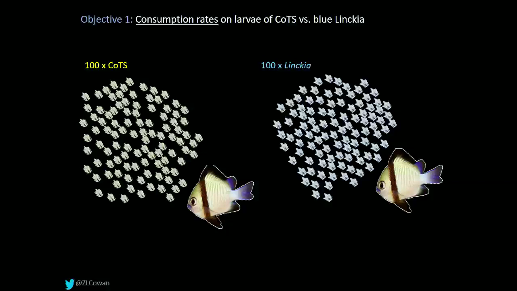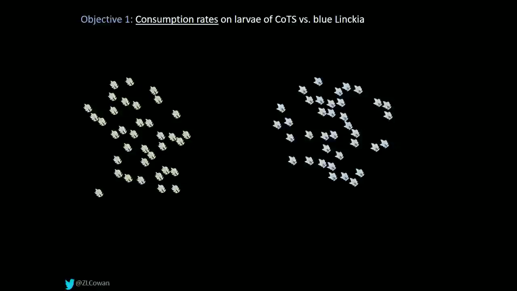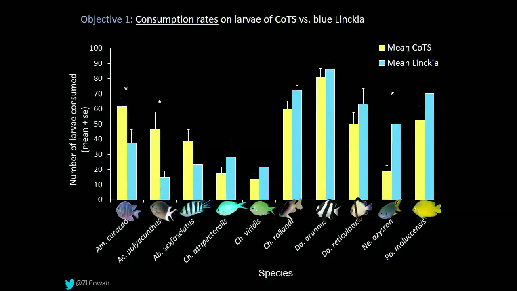So to answer my first objective, I fed each of my fish with either 100 COTS larvae, which are highlighted in yellow on the left, or 100 Linckia, which are highlighted in blue on the right. I left my fish to feed for an hour, and then I removed them and counted the number of remaining uneaten larvae. So then this figure shows the mean number of larvae consumed per predator for each fish species, with COTS represented by the yellow bars and Linckia by the blue bars.